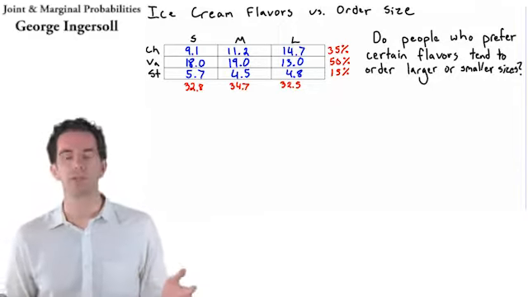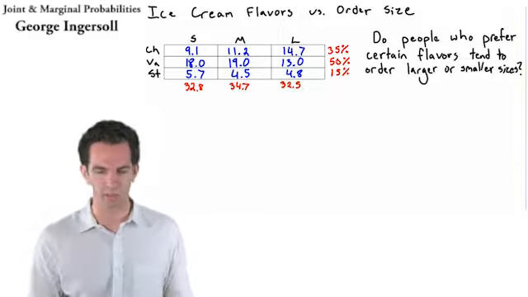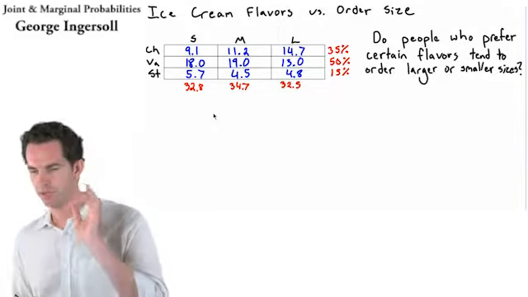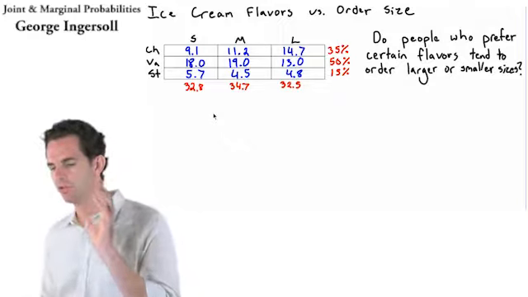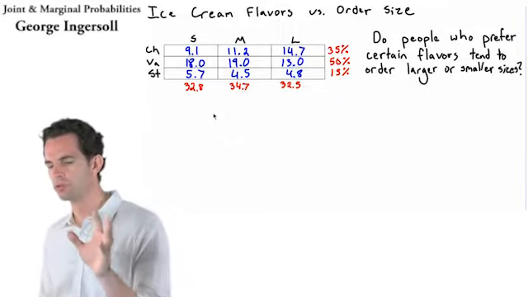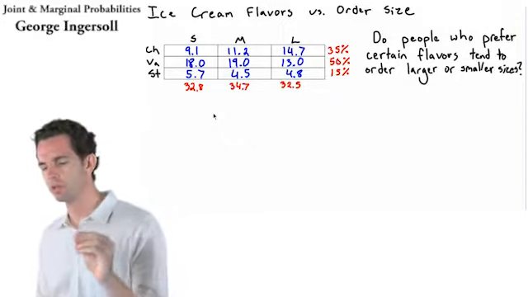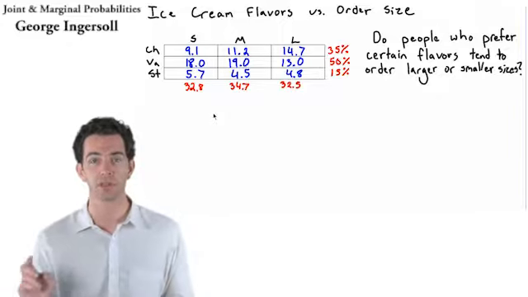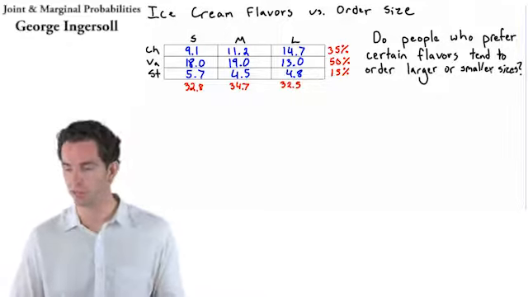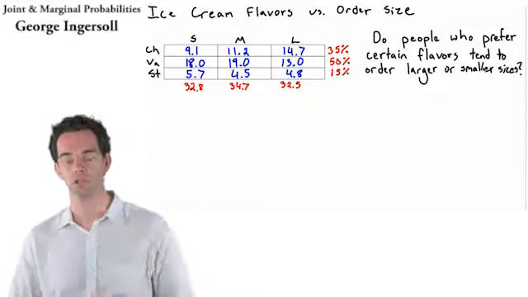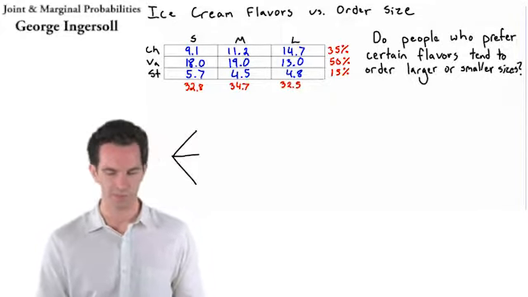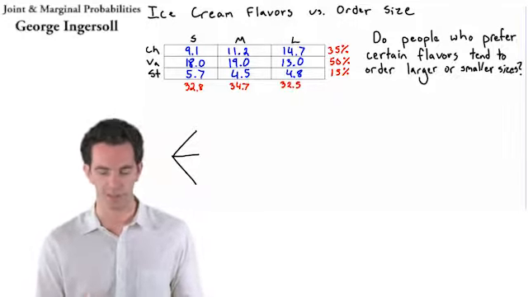All right, now what do I do with this? Well, let's do a decision tree. This is a joint probability problem, so let's start with a decision tree. Since we want to know whether people who prefer certain flavors tend to order larger or smaller cup sizes, let's start with the flavors, because we want to know the relationship of cup size to flavor. So I've got 3 branches here. We'll see if I give myself enough room. I have to make kind of an ugly decision tree here.